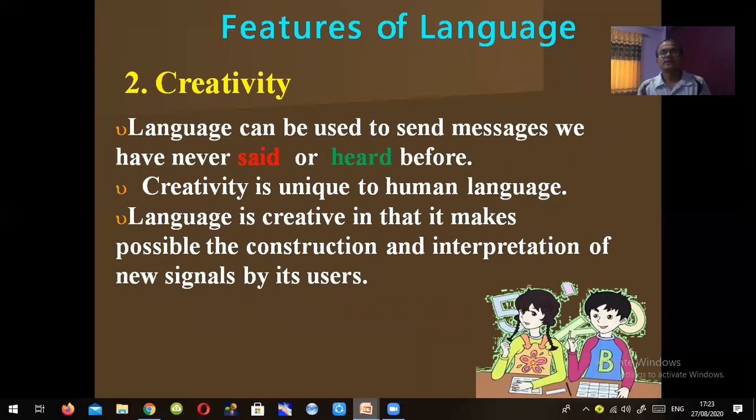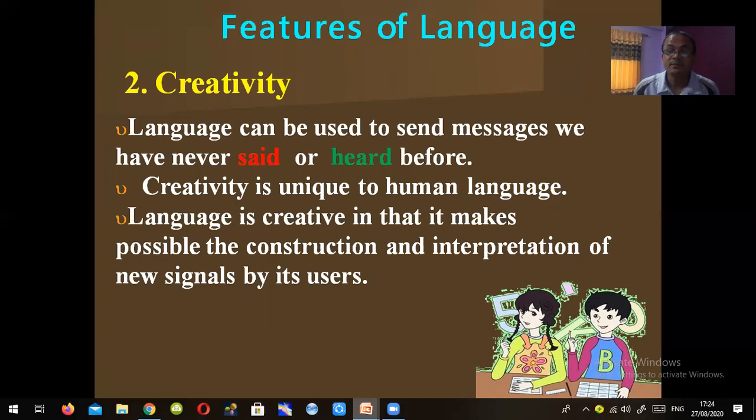So creativity is another characteristic of language. We know that we can create lots of things, lots of ideas that somebody said or not said, we heard or not heard. So we can take the example of a new song, new poetry, novel, new expression, etc. So it says language can be used to send messages we have never said or heard before. We can create our own expression to say something and even to understand something.